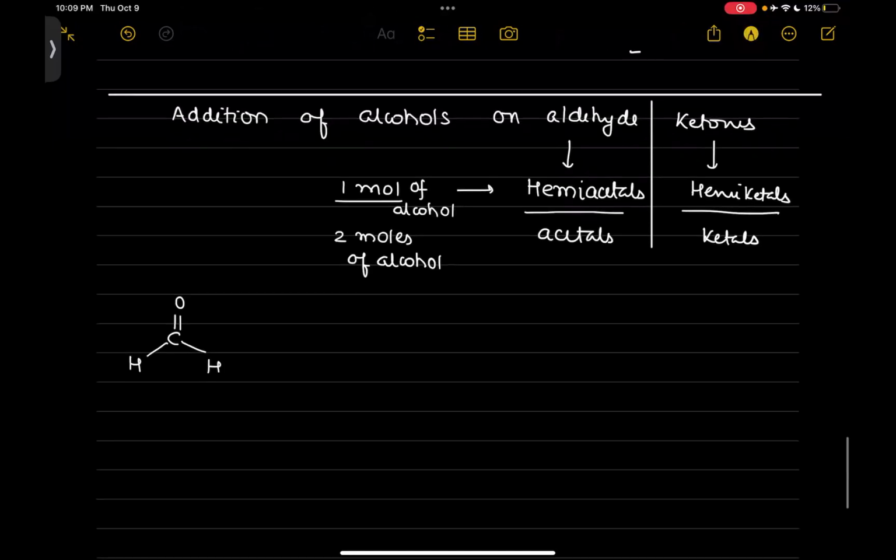This is an aldehyde. What will happen if you add methanol, 1 mole? You need to take H plus as a catalyst, H plus or dry HCl. Don't take water, otherwise they will break again. Getting my point or not?